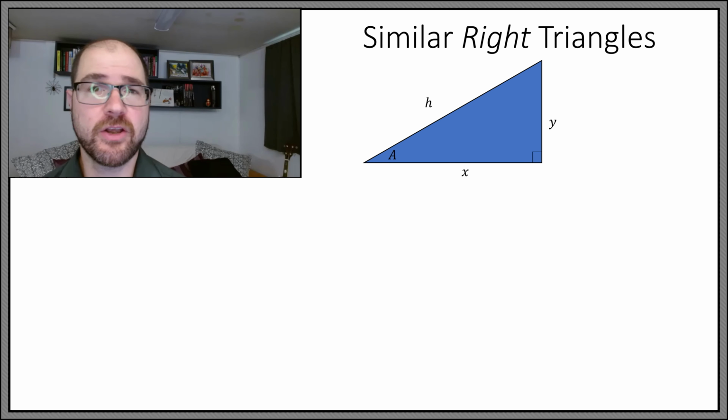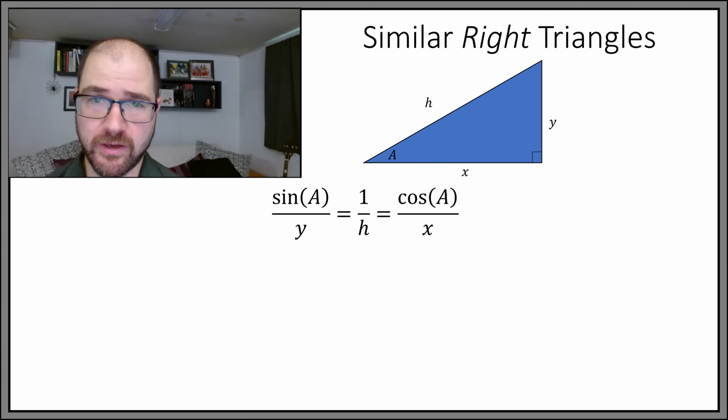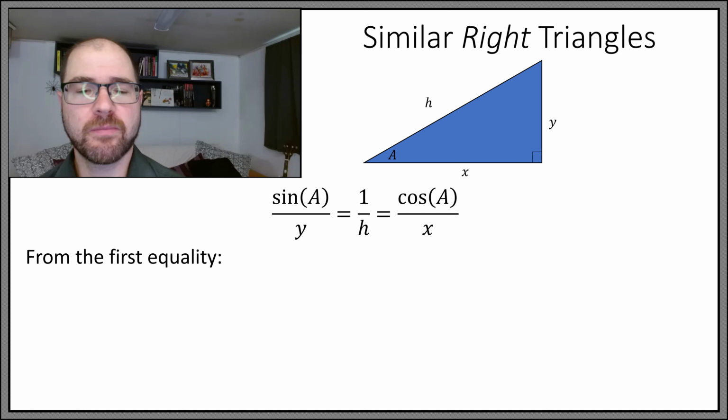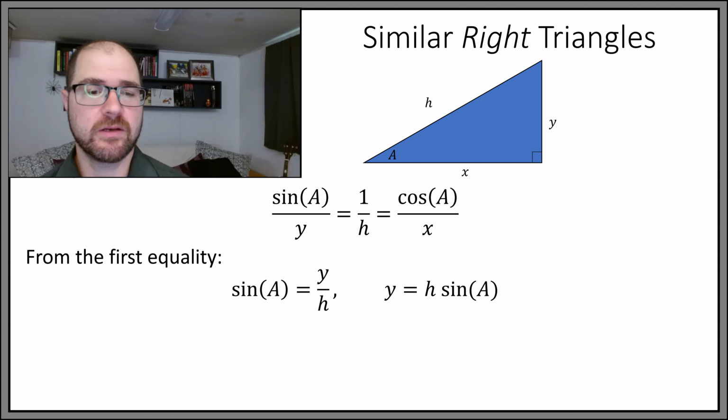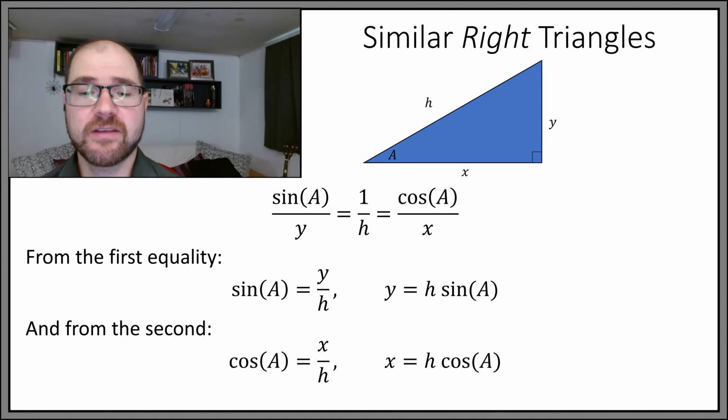So here is our non-reference right triangle with angle A, with hypotenuse length h, height y, and width x. And we've found that the sine of angle A divided by y is equal to 1 over h, which is also equal to the cosine of angle A over x. From the first equality, we can set sine A equal to y over h by multiplying both sides by y. In other words, y is equal to h times the sine of A. And from the second, the cosine of A is x over h, or x is equal to h times the cosine of A.